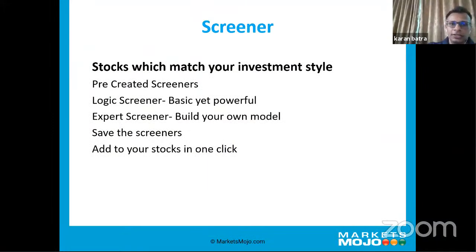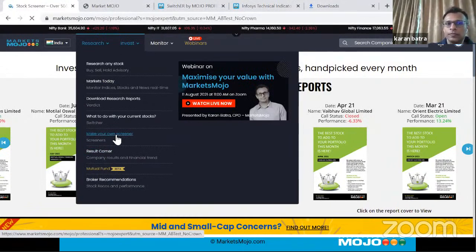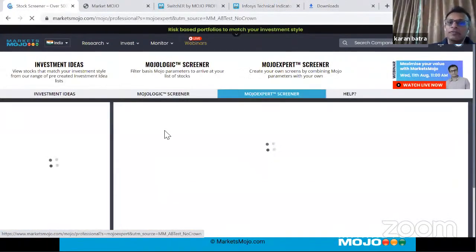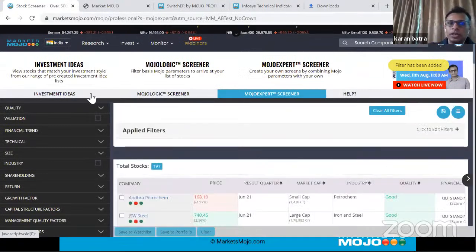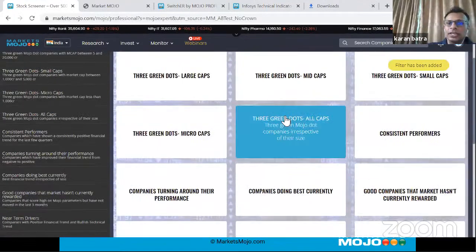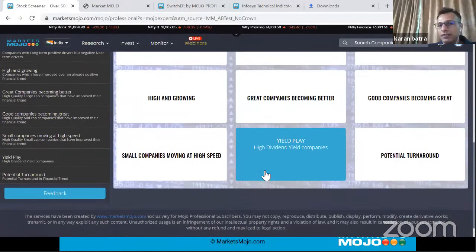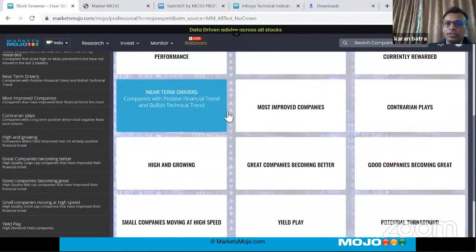Next, the screener feature. If you want to find your own stocks that match your investment philosophy, you can use the screener. We have created 3 kinds of screener. First is the investment idea, which is the pre-created investment ideas, I would say. There are different ideas of near-term positive drivers, high dividend companies, high growing companies.